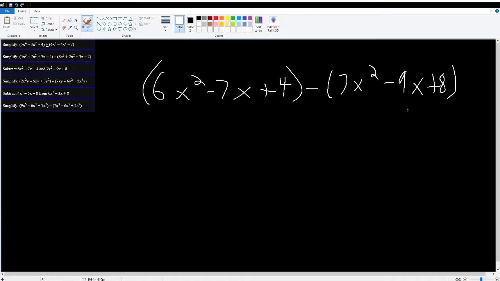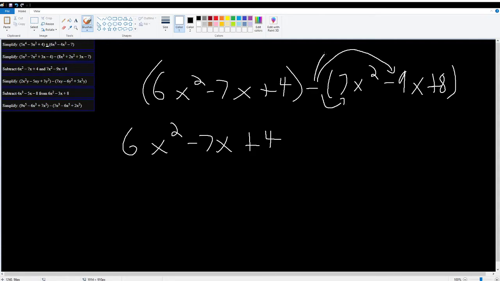So this is subtraction. So remember, for subtraction, I need to distribute this negative into each term. And essentially what I'm doing is flipping the sign. So I have 6x squared minus 7x plus 4. Each of these terms gets distributed with this negative. So instead of adding 7x squared, I have minus 7x squared. Instead of subtracting 9x, I have positive 9x. Instead of adding 8, I subtract 8.